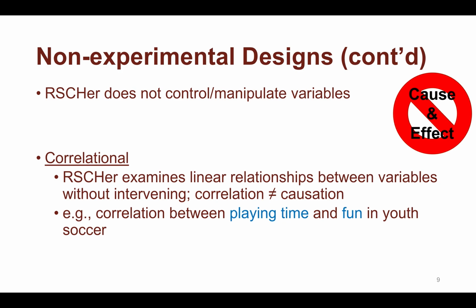Another subtype of non-experimental designs would be correlational studies. In a correlational study, the researcher examines linear relationships between variables without intervening. So you're just collecting a set of variables and you're basically looking to see if there's a linear relationship. As you increase one, does the other also increase or does it decrease? So for example, I might be interested in looking at the correlation between playing time and fun in youth soccer. And maybe there's a positive relationship there. Students or children who get more playing time also have more fun, right?